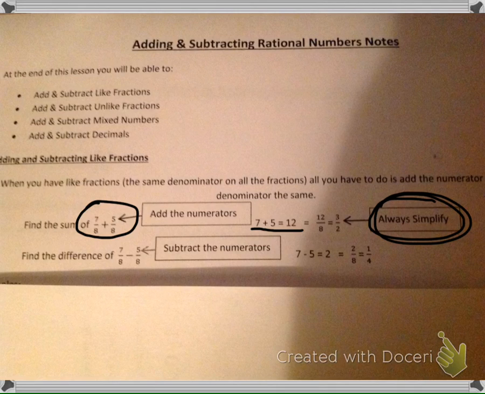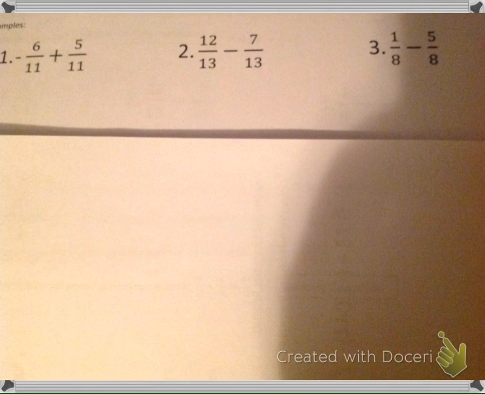If you're finding the difference of like fractions, that means they have the same denominator. I have 7/8 minus 5/8. So you subtract 7 minus 5, which is 2, and you put that over your original denominator, 2 over 8, and again you must simplify, so that simplifies to 1/4. Okay, let's give it a try.